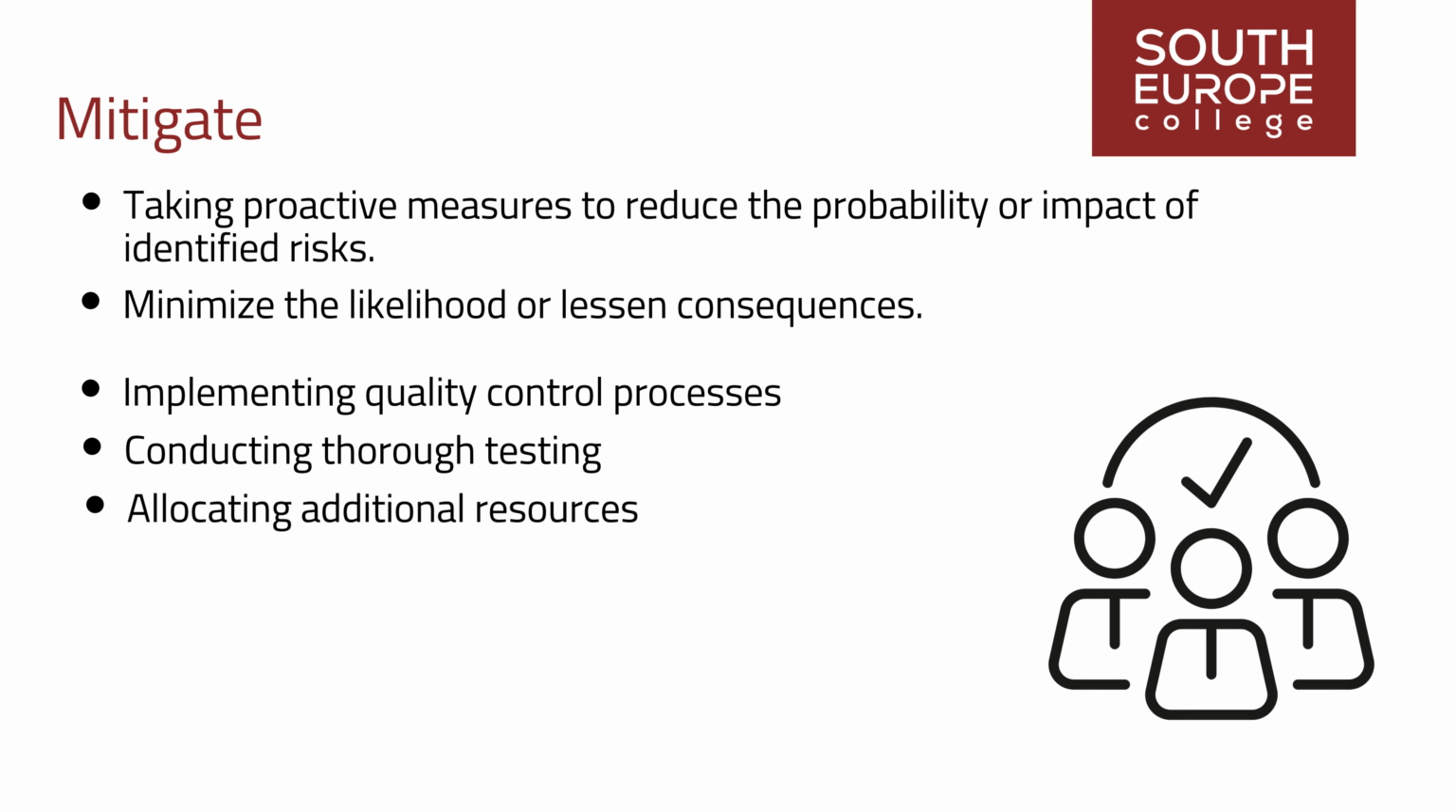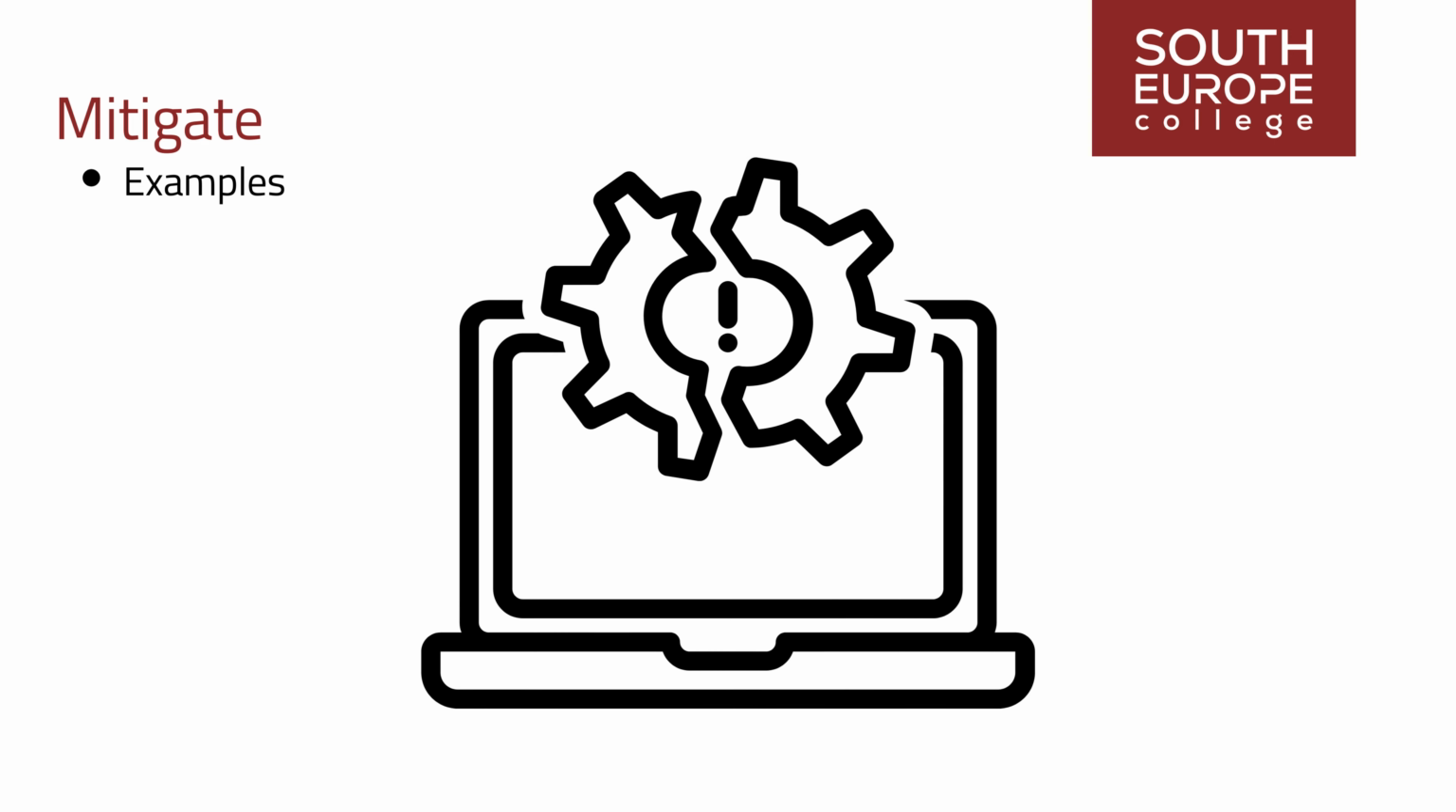For example, if there's a risk of resource constraints causing delays, the team might hire temporary staff or cross-train existing team members to mitigate this risk. Examples of mitigation could be: Example 1.